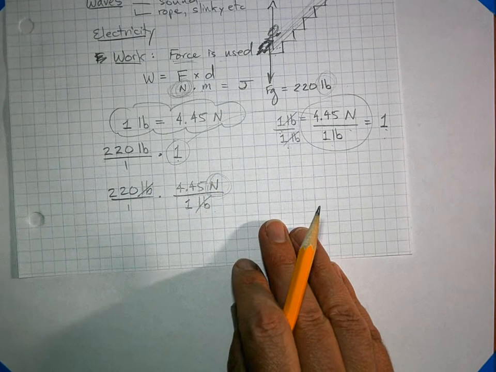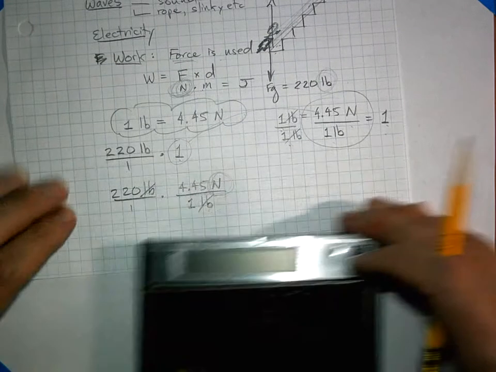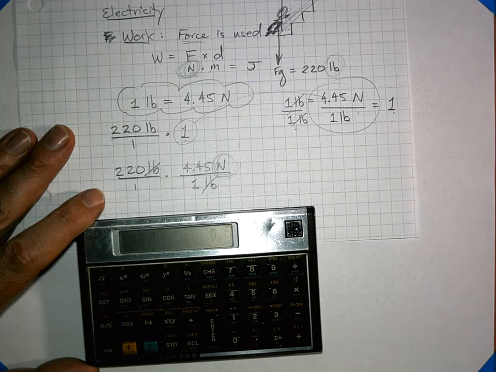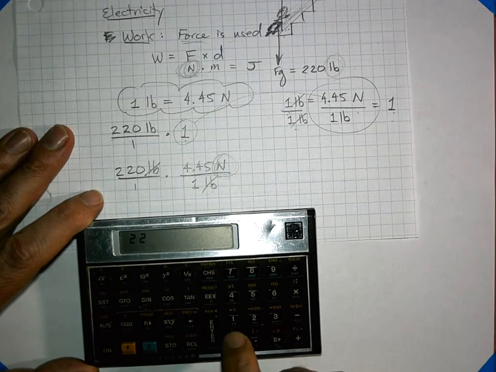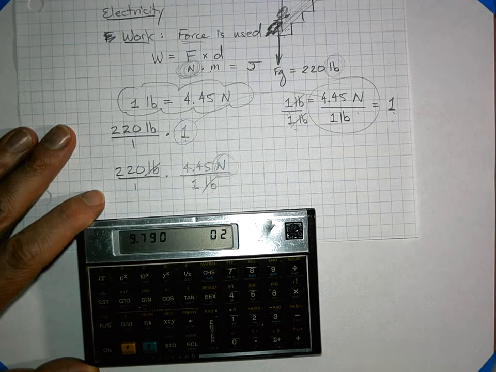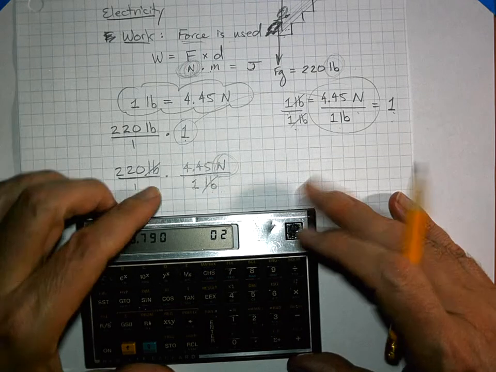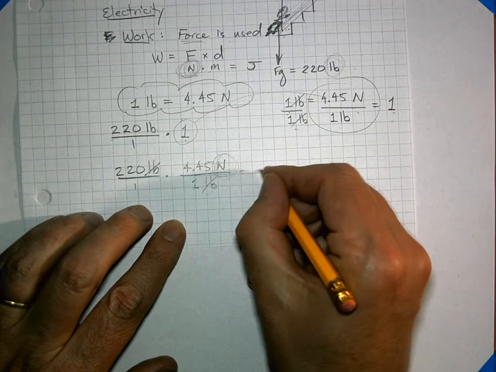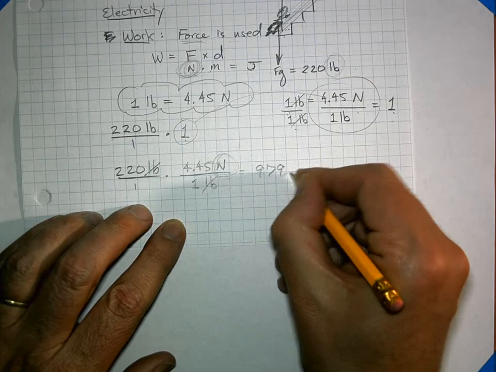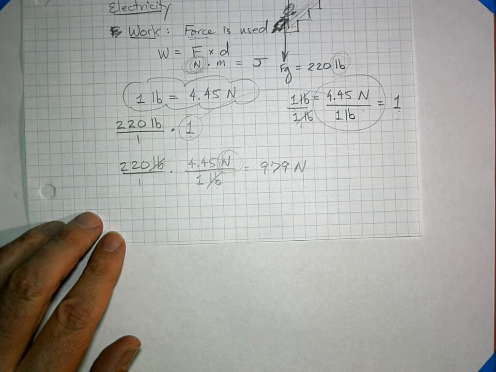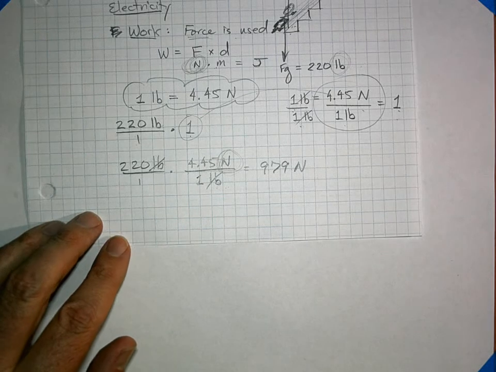So I'm going to take my trusty HP calculator that's more than a decade older than you guys. Okay, and I'm going to say 220 times 4.45, and that will be 979 newtons. So I weigh, lucky me, 979 newtons. Go ahead and figure out how much you weigh in newtons.